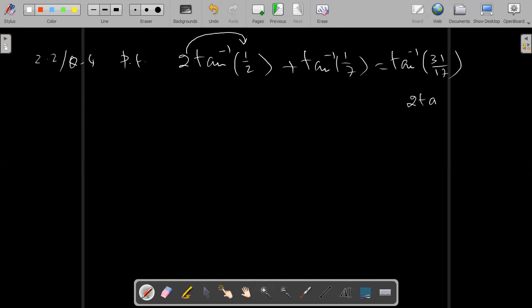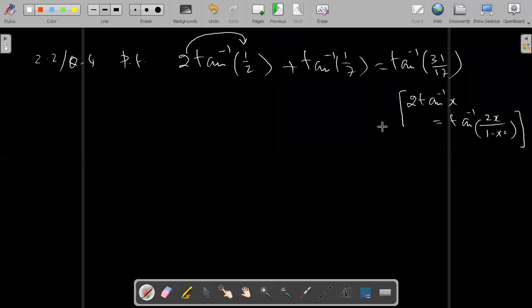First we will use this formula for 2 tan inverse x. Here I am showing what formulas we are using in that particular question. For 2 tan inverse x, from tan 2 theta, it is 2 tan theta upon 1 minus tan square theta, so 2x upon 1 minus x square. This is the formula of 2 tan inverse x. So first use this formula. We are taking the left hand side and putting this formula here in this part.